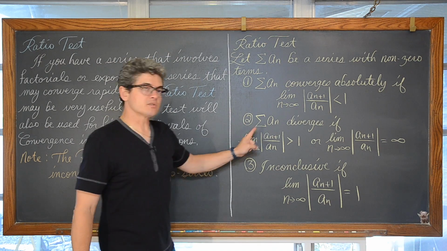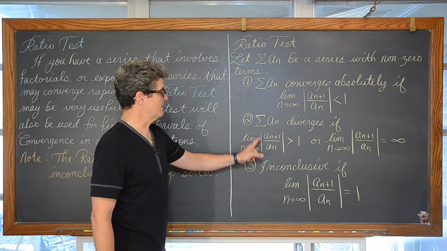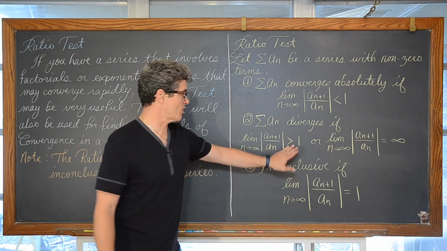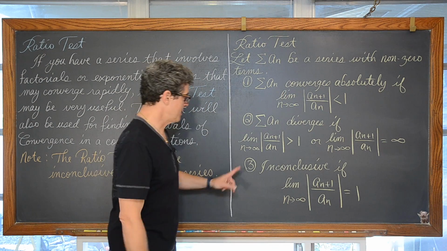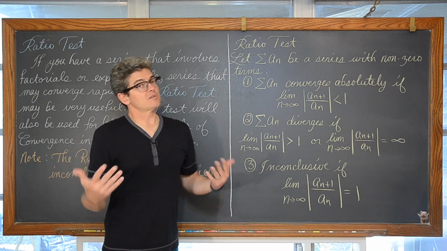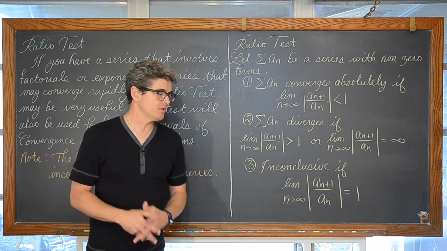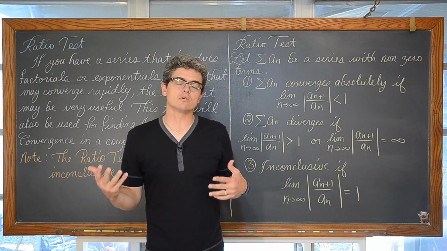Now, this series is going to diverge if the limit as n approaches infinity of the absolute value of a sub n plus 1 over a sub n is greater than 1, or if your limit comes out to be infinity. Now, if that limit ends up being equal to 1, then unfortunately you have more work to do. This means the test is inconclusive.